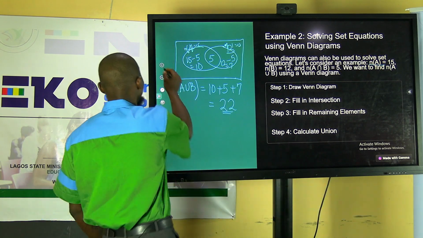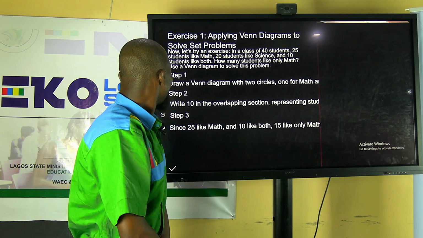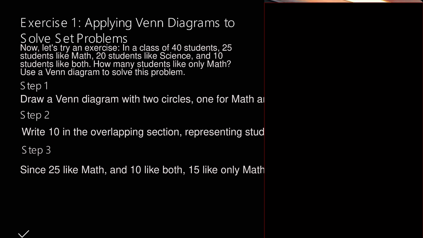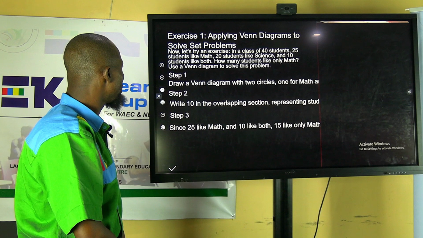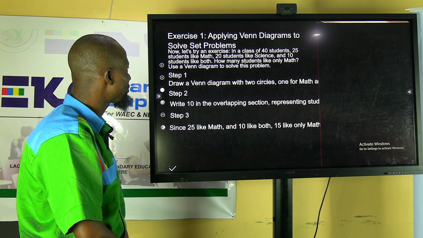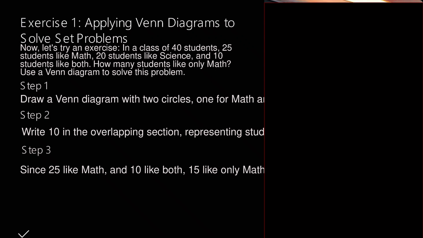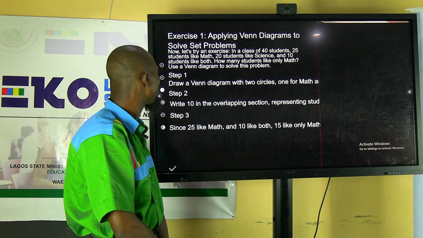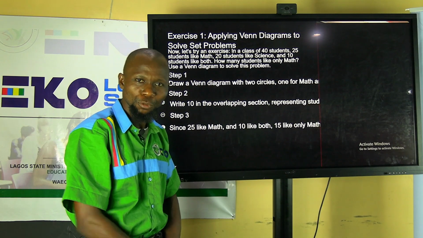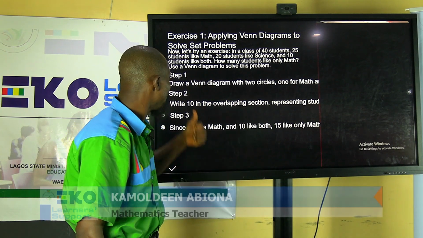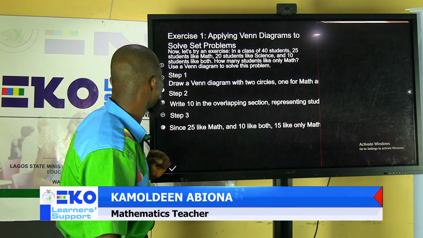All right. Thank you. So let's go. We have another question here. In a class of 40 students, 25 students like mathematics, 20 students like science, and 10 students like both. How many students like only mathematics? So let's see how we want to apply a Venn diagram to solve this.